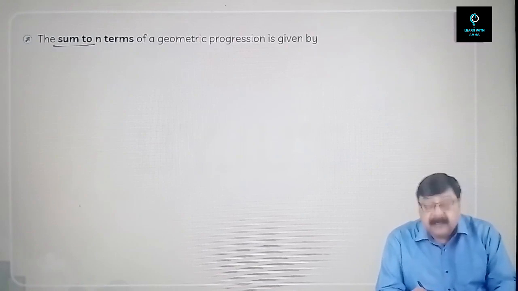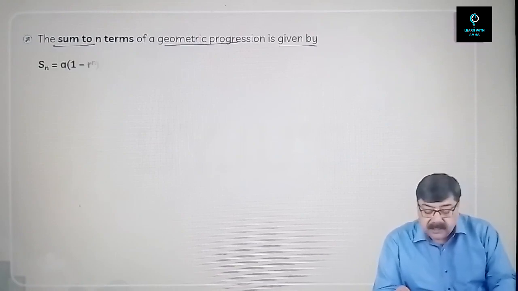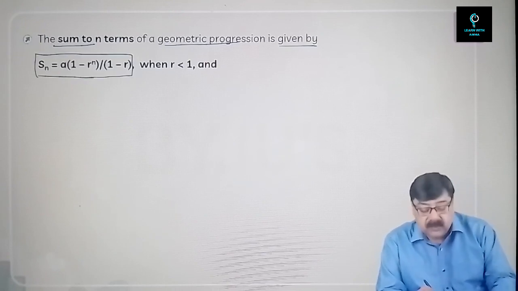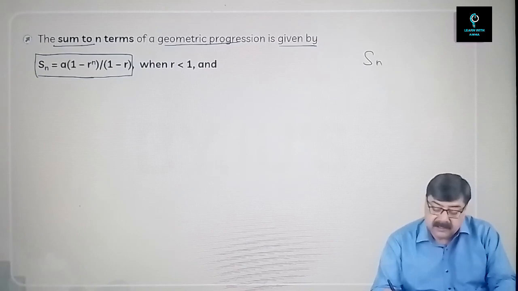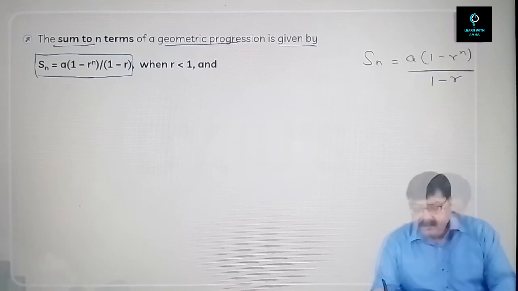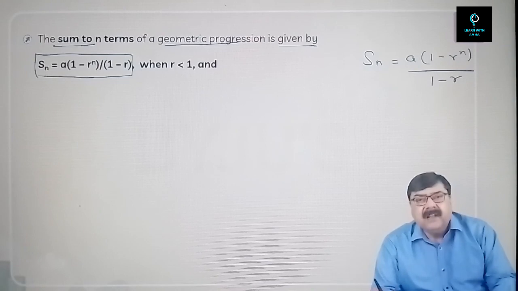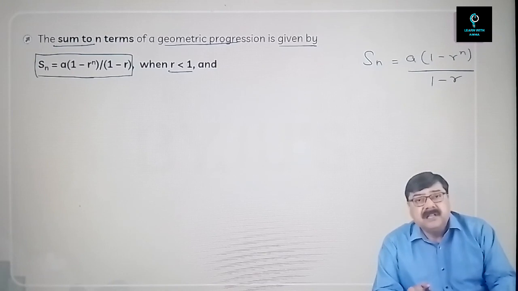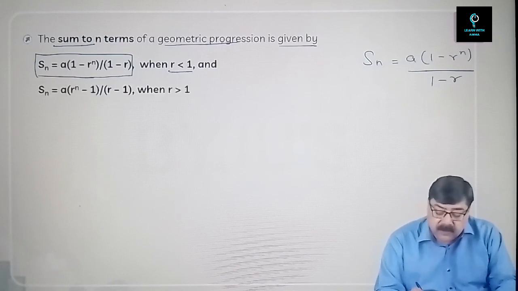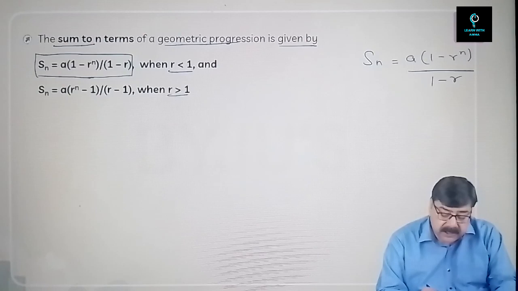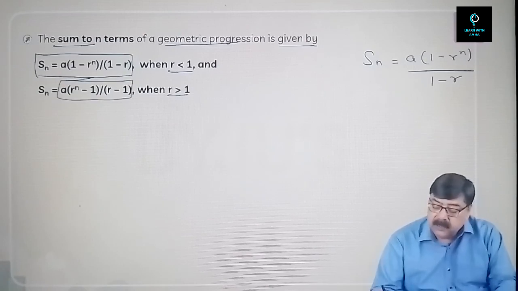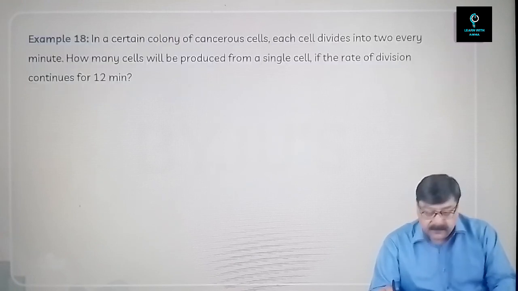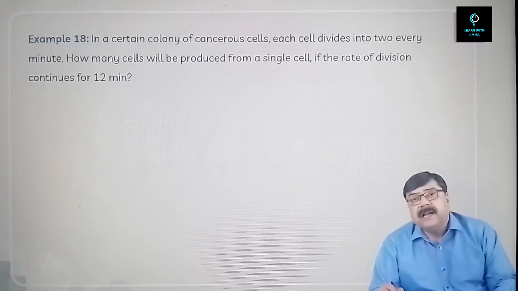Now the sum to n terms of a geometric progression is given by Sn equals A into 1 minus R raised to n divided by 1 minus R. So this is how it appears. Now obviously we do not want a negative value here, so this formula shall be for the values of R which is less than 1, and for the values of R which are greater than 1, you can just reverse the order in which Rn and 1 are written, in the numerator and in the denominator. Now let's see where this formula gets used.